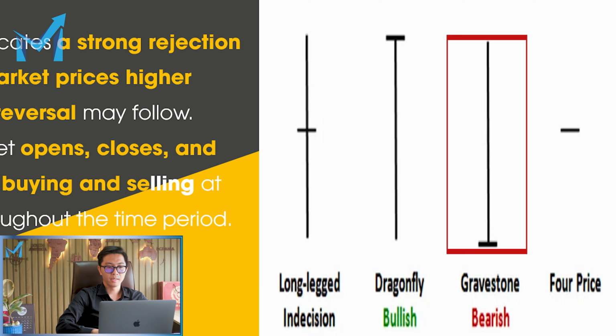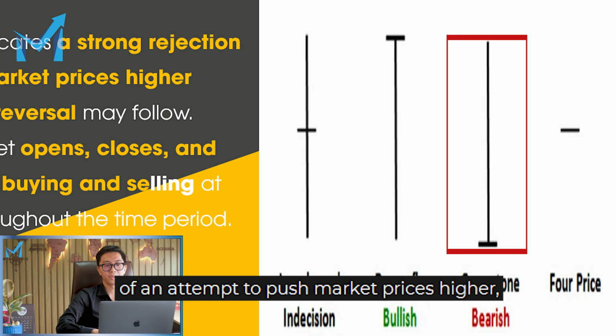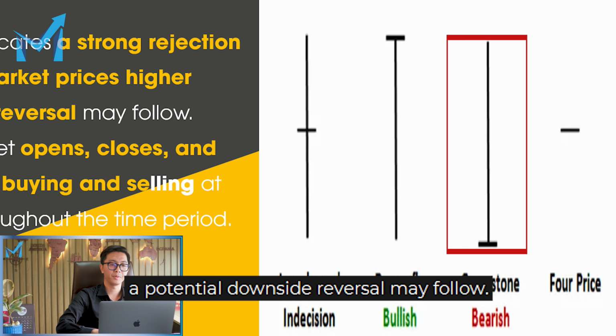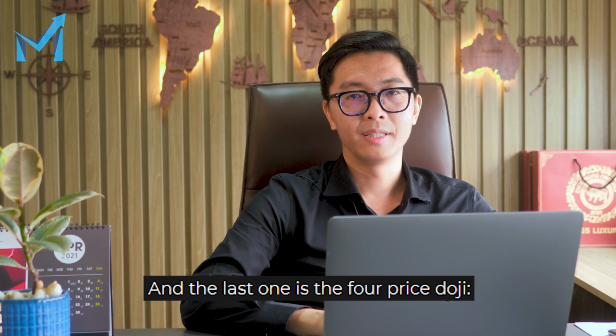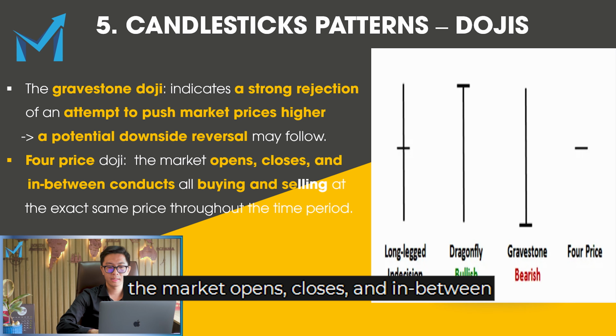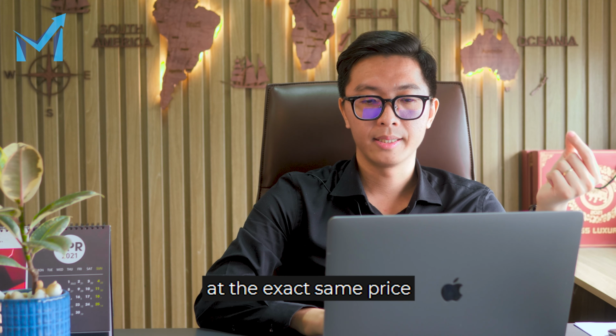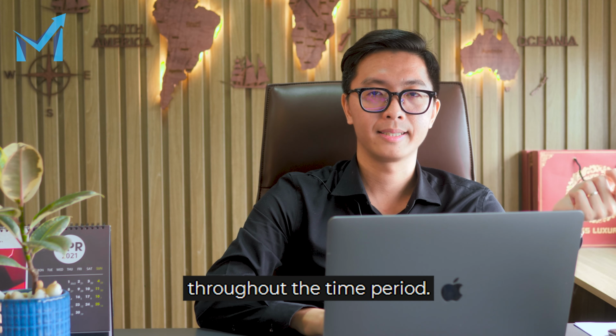The gravestone doji represents bad news for buyers. It indicates a strong rejection of an attempt to push the market price higher, and thereby suggests a potential downside reversion may follow. And the last one is the four price doji. The market opens, closes, and in between conducts all buying and selling at the exact same price throughout the time period.